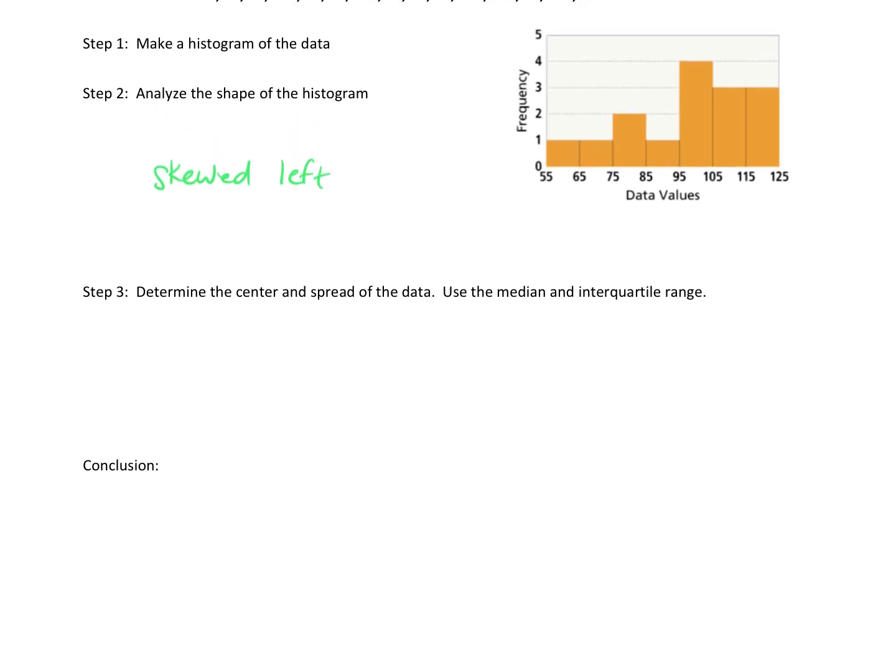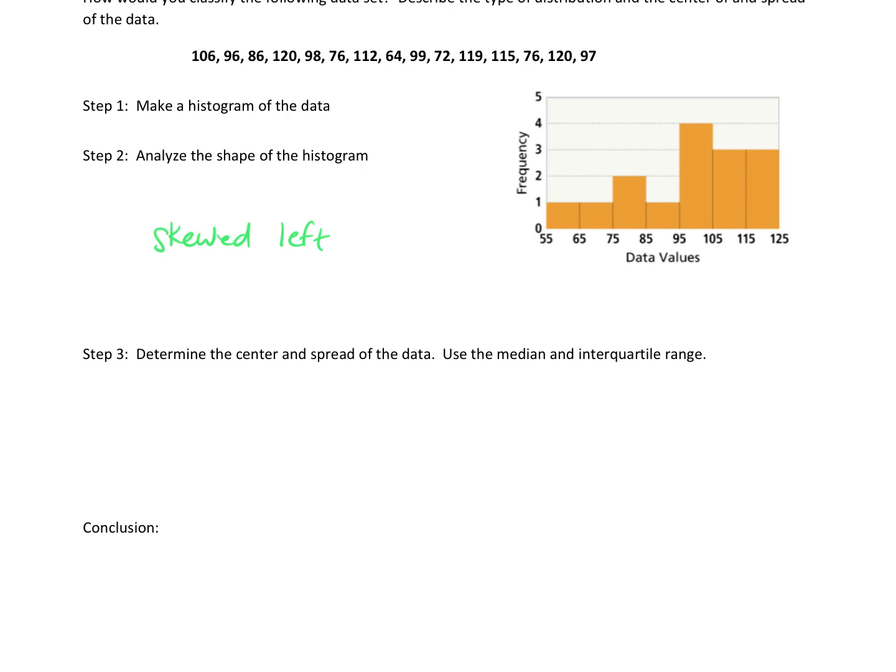Use the median and interquartile range. So here's the thing, why aren't we going to use the mean? Well, when your data is skewed left, the mean is affected by that. The mean will be less than the median and the mode, so the mean ends up at a smaller value because it gets pulled down by these smaller data values down here.